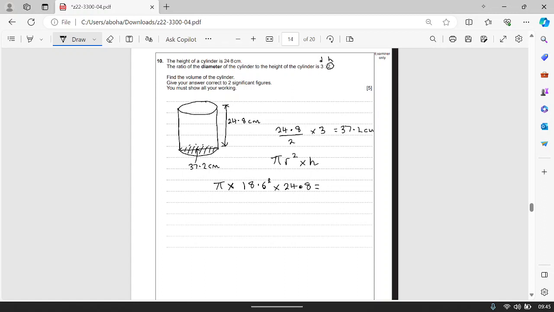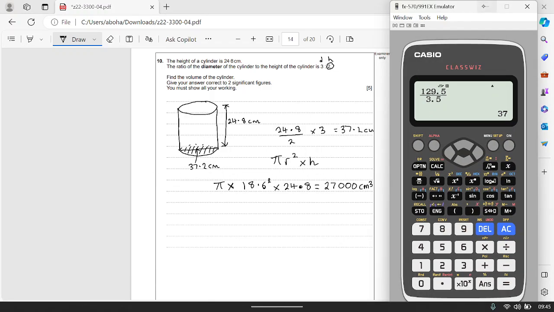And then if you put all that in your calculator, you will get an answer of 27,000 centimeter cubed. If you did it to two significant figures, well, I'll put it on the calculator to show you anyway. So it's pi times 18.6 squared times 24.8 equals, there we go. So to two significant figures, 26,954 would become 27,000.